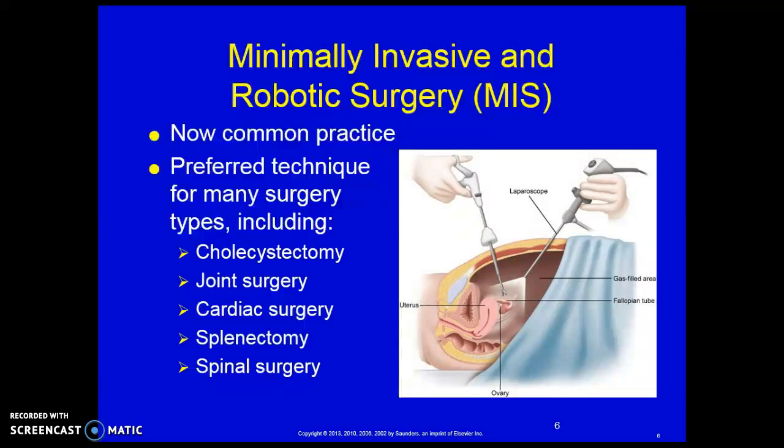So minimally invasive and robotic surgery, okay? MIS is minimally invasive surgery. This is now the more common practice. Surgeries that used to open people all the way up, especially in their abdominal cavity, no longer have to be, because we can do minimally invasive surgery. So there are many different surgical techniques. Some are listed here for you, but that's not all of them.